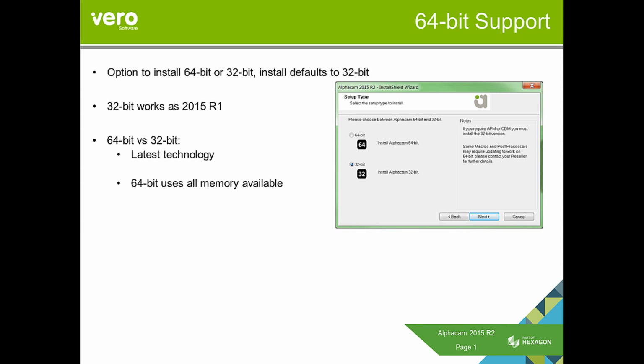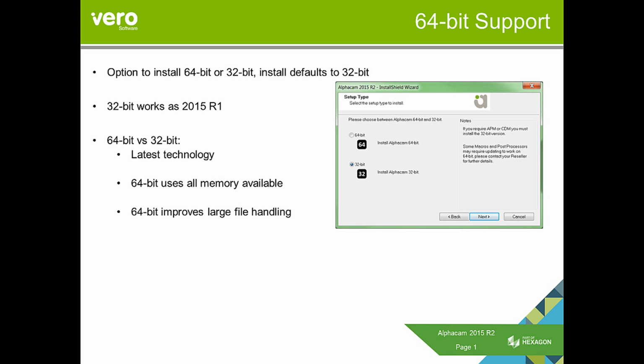64-bit uses all memory available. Your PC may have 8 GB of memory installed, but the maximum that you can use with 32-bit is 4 GB. And even that, all of that wouldn't be accessed because of other processes requiring that memory. So you may find that you're only using about 2 GB of memory. Well, the 64-bit uses everything available to you, so you'll be able to use that full amount of memory.